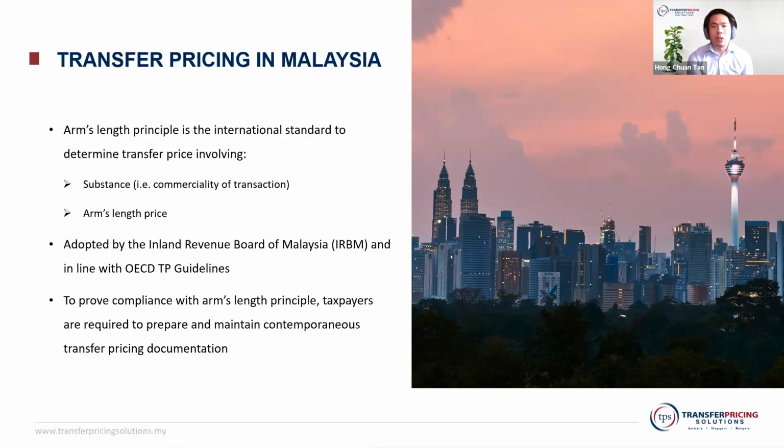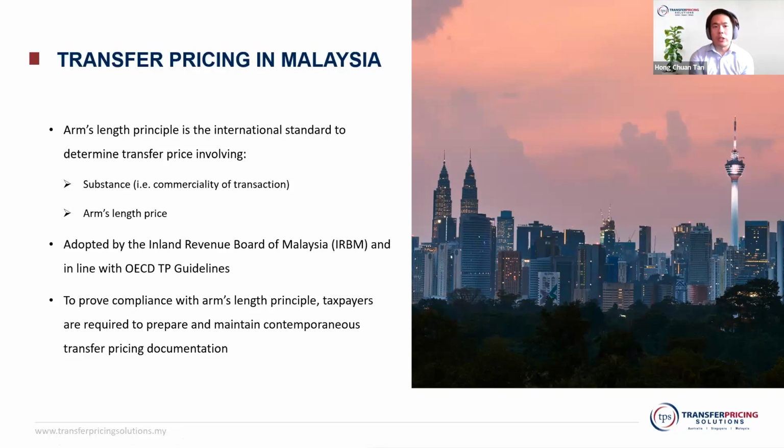what deems TP in Malaysia. The rule of thumb is we look at the arm's length principle, which is the international standard, which involves looking at the substance, commerciality of transactions and arm's length price. Now, in layman's terms, how we describe the arm's length principle is: think of when you have a controlled transaction, when would an independent party transact in that particular transaction at that particular price?